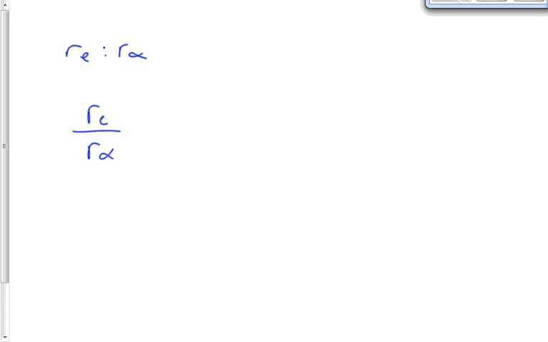Now, when we divided my age by your age, we already knew the ages, so it was an easy question, right? 40 divided by 20 is equal to 2. We don't know the radius of the electron's path and the radius of the alpha particle's path. Hey, let's find it.